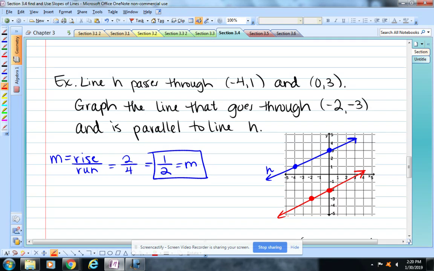Y'all kind of see what we're doing here? We good? We good? Y'all, we've done rise over run for lots and lots of math classes. At least 3, because I'm sure you started this in at least 7th grade.